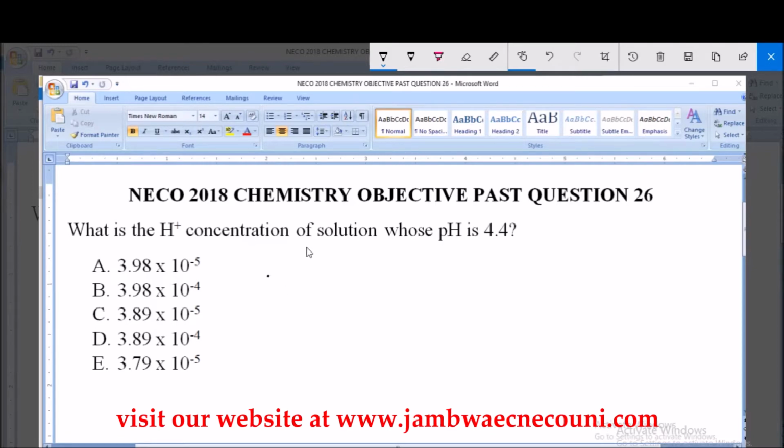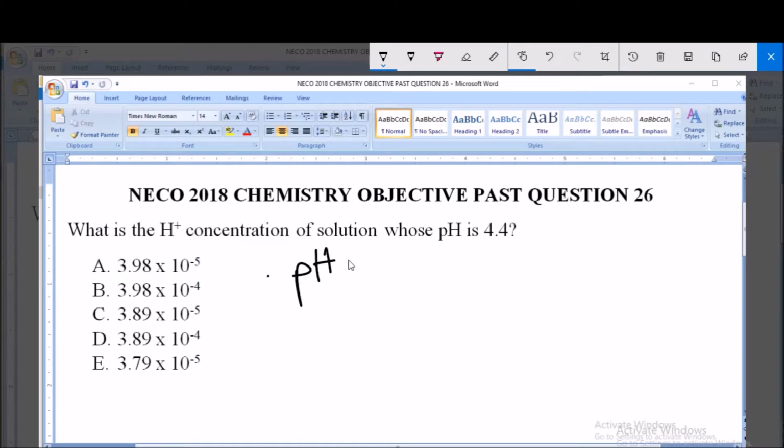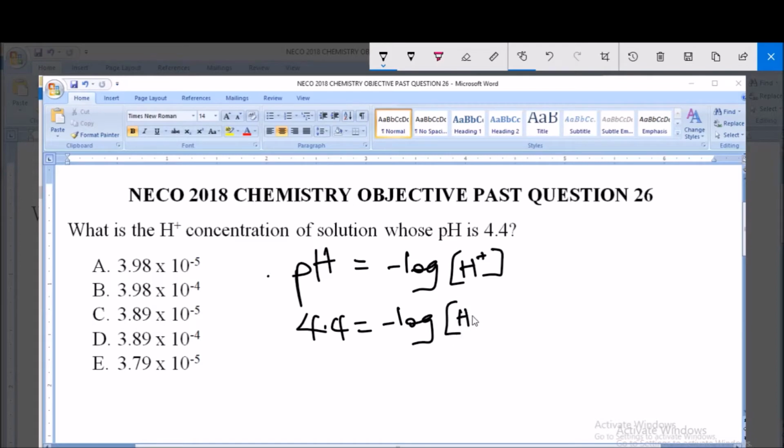Now, the formula connecting the hydrogen ion concentration and pH is given as pH is equal to minus log hydrogen ion concentration. Now from this, we're given that the pH is 4.4. So 4.4 is equal to minus log hydrogen ion concentration. Now from this, we can say log hydrogen ion concentration is equal to minus 4.4.